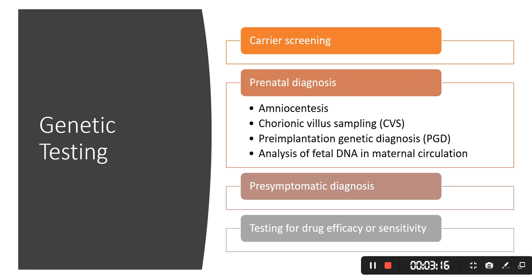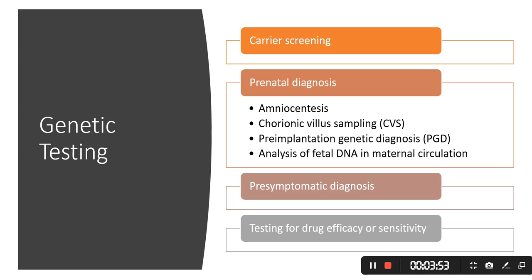Then the fourth one is a new method. It is an analysis of fetal DNA in the maternal circulation. It's a newly invented method where a blood sample from the mother is taken, and in that blood sample we look for the DNA of the fetus, and that DNA is studied to see if any genetic problem or disease is there or not. That testing is called analysis of fetal DNA in maternal circulation. So these are all the parts of prenatal diagnosis. Before the child is born, you want to know if everything is healthy or not, right?